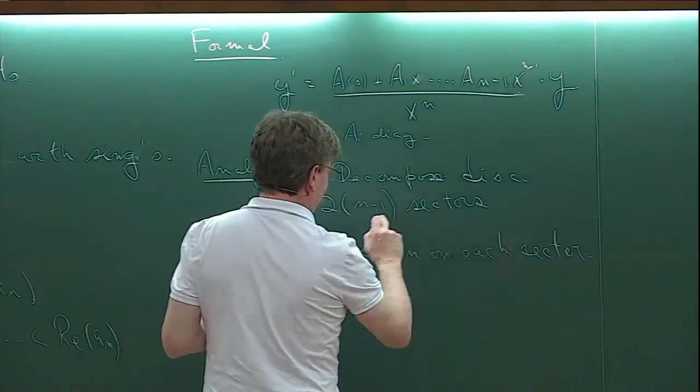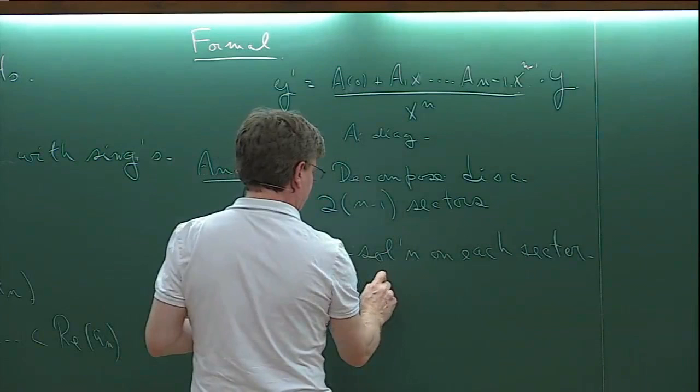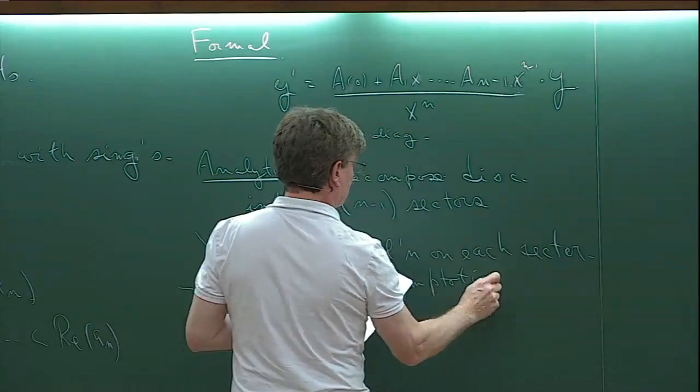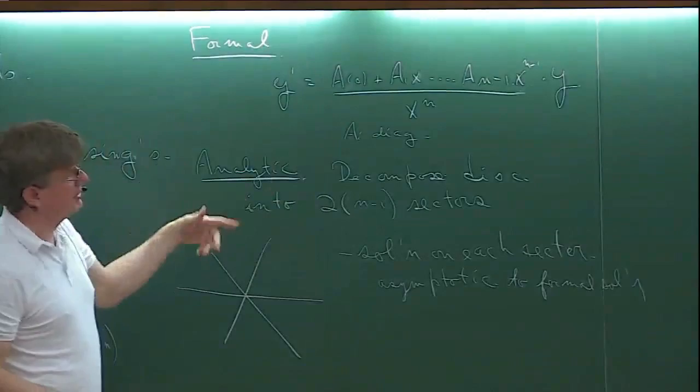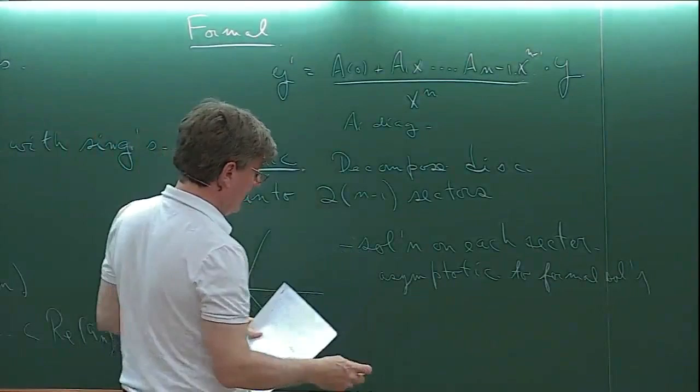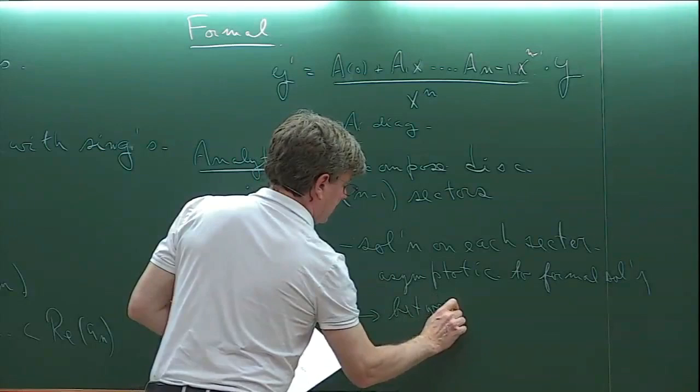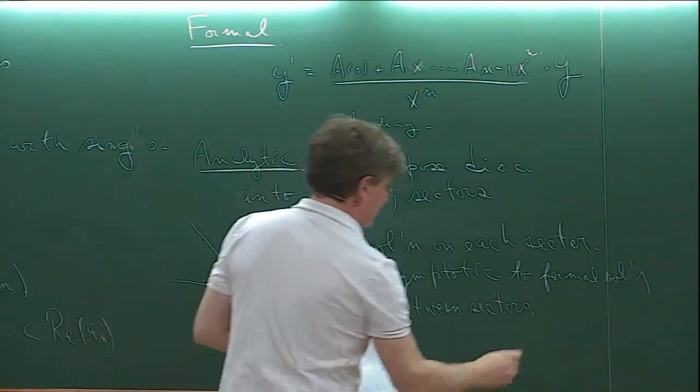So there's a solution on each sector asymptotic. So solution in the sense of a basis of solutions, asymptotic to the formal solution, which is just you integrate this and take the exponential, so you actually know the solution. And between sectors, you've got a change of basis matrix, and these are these Stokes matrices.